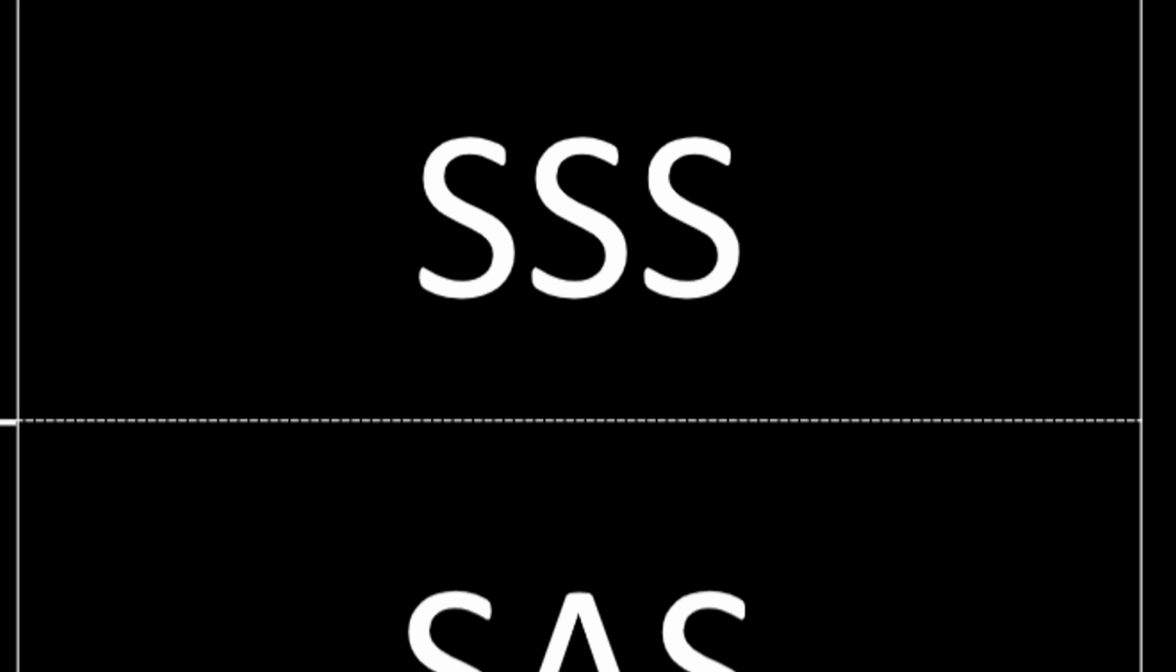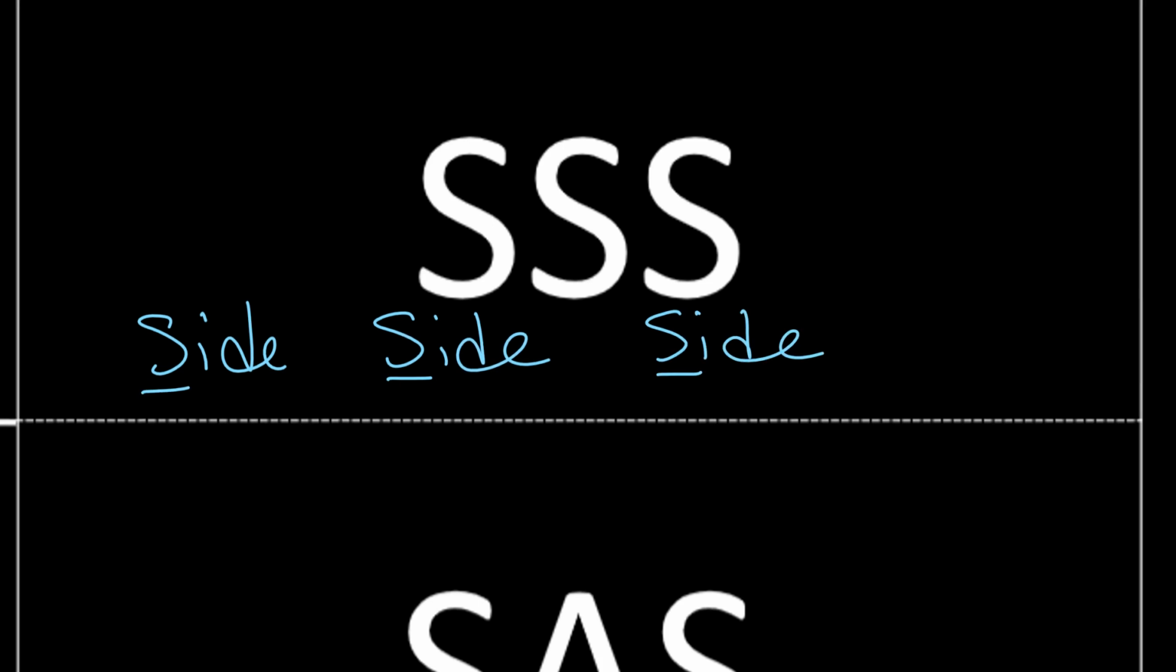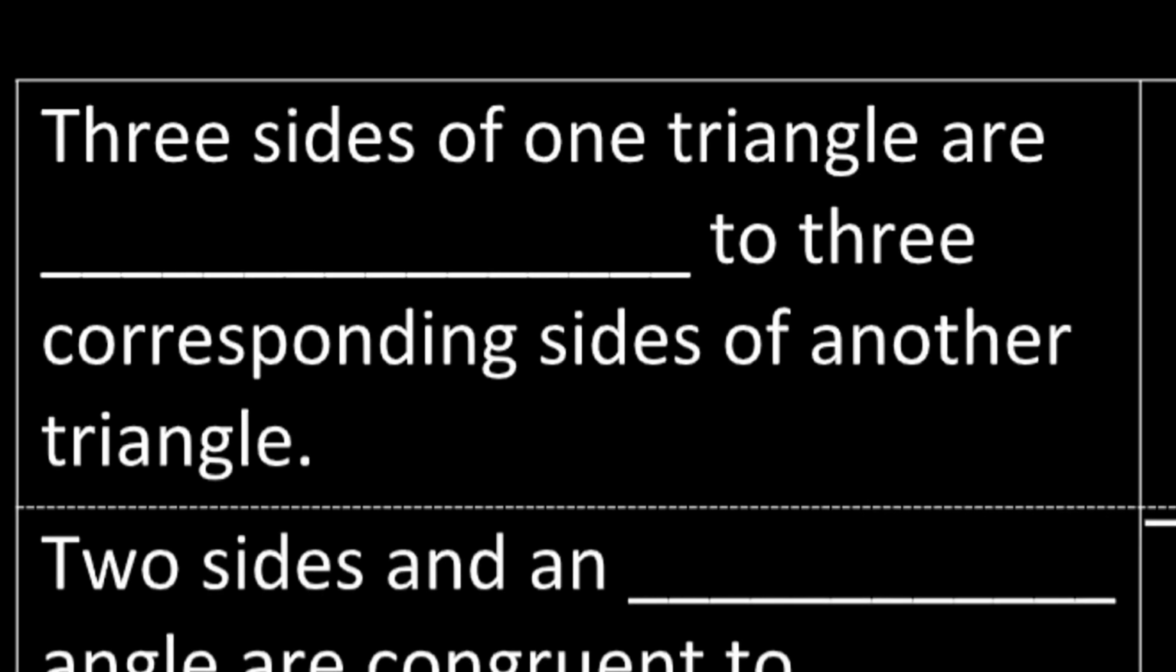So SSS stands for side, side, side. It's three sides. Now, the SSS postulate states three sides of one triangle are congruent to three corresponding sides of another triangle.